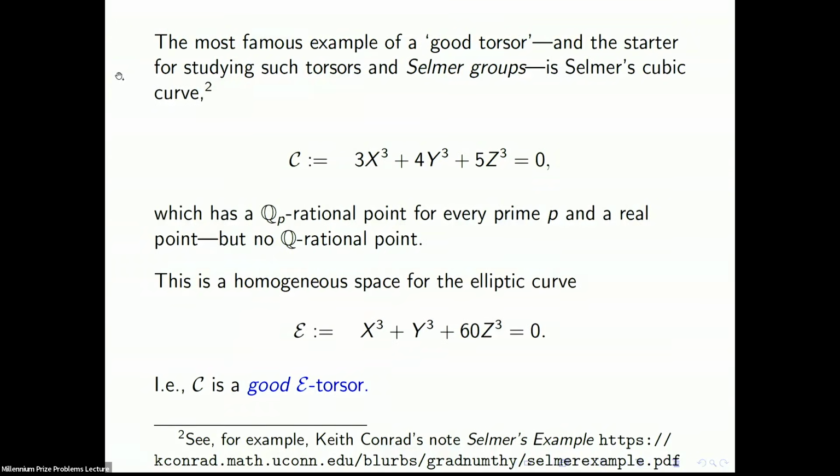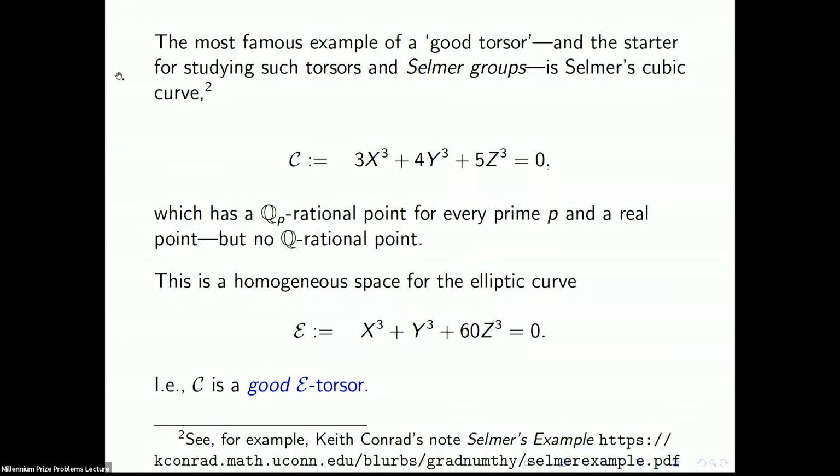Okay, here's the most famous example of a good torsor, and it's really the starter for studying such torsors and for Selmer groups that we'll be talking about in a few minutes. It's called Selmer's cubic curve, and it's the easiest equation you can imagine for a curve.